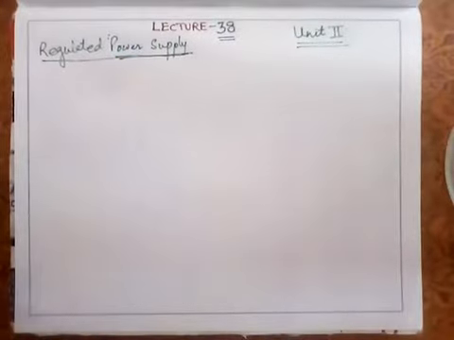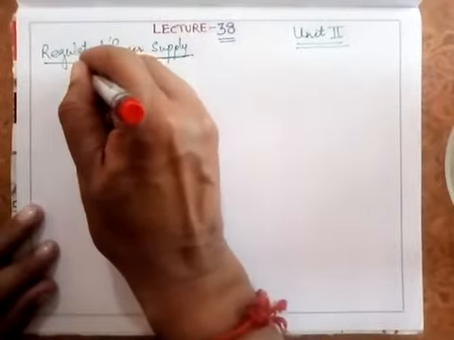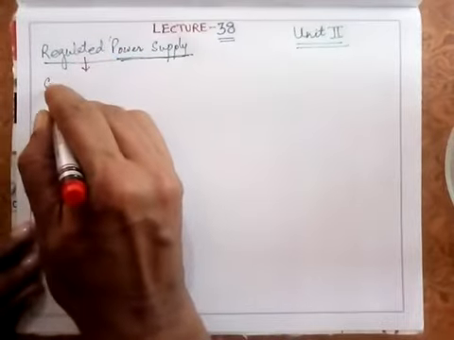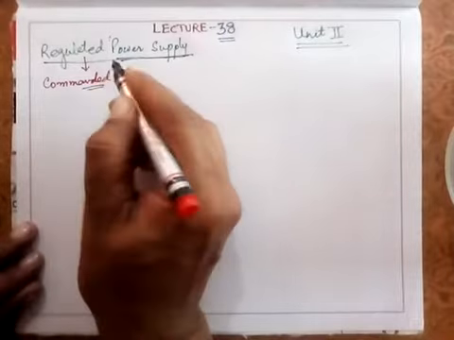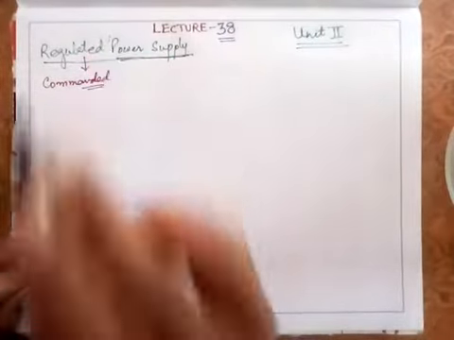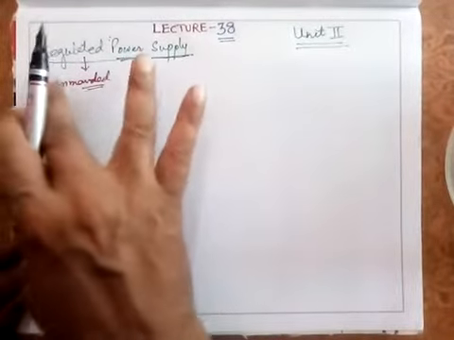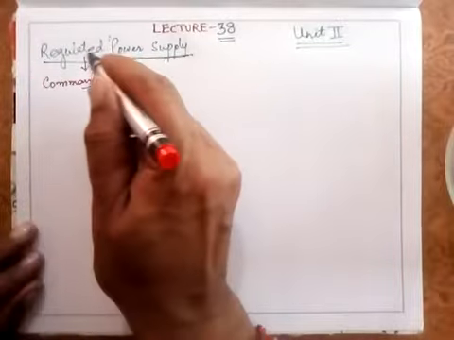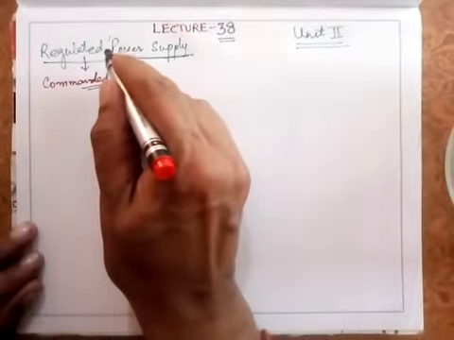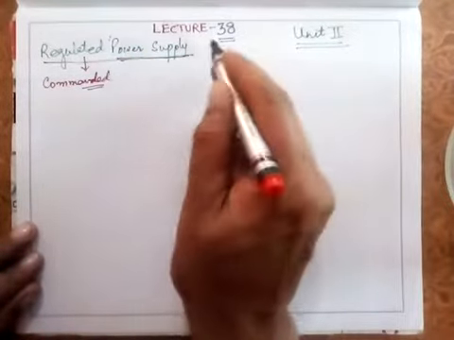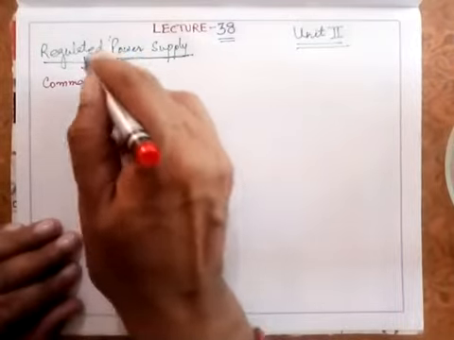Now when I talk about a regulated power supply, what do you mean by regulated? Regulated means it has a commanded value, fixed to a certain value. That type of power supply is called a regulated power supply. That is, it cannot deviate from a certain value, then we say that it is a regulated one, a fixed power supply, a commanded power supply.